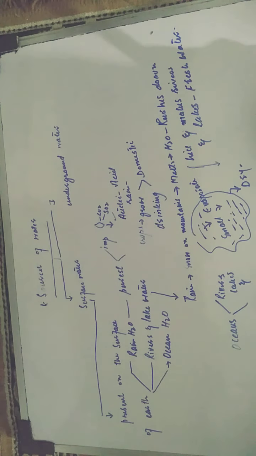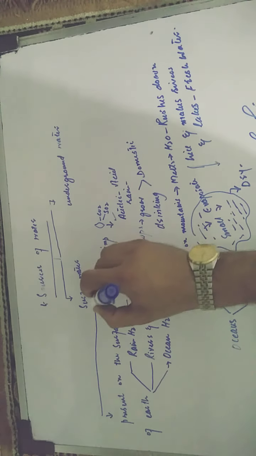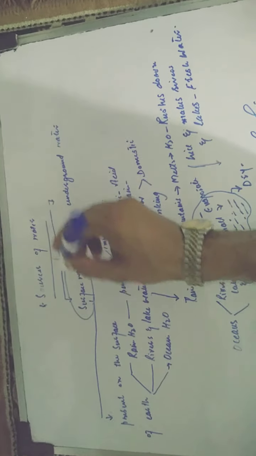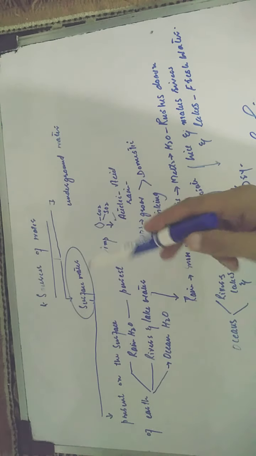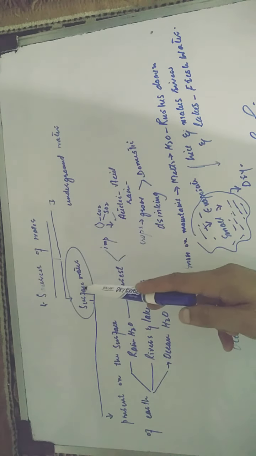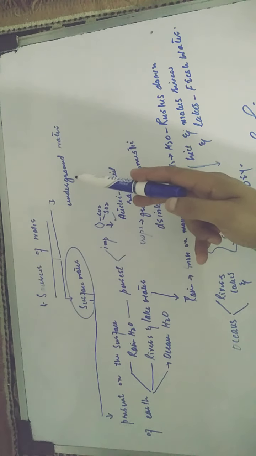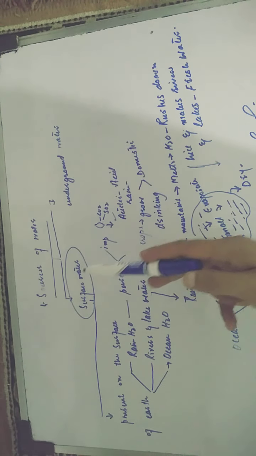Not fit for drinking and irrigation purposes. So this is about the surface water that we discussed here today. Sources of water: naturally, water on planet Earth comes from two sources, surface water and underground water. Underground water is the well water, but we discussed the surface water first here.